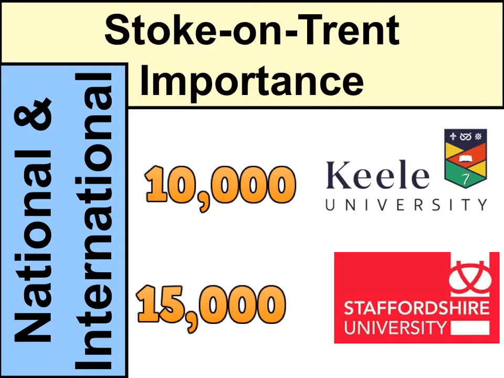Stoke-on-Trent is important at a national and an international scale. So nationally, a lot of students in the UK come to Keele University. There's about 10,000 students in Keele University, and about 15,000 students go to Staffordshire University to study. So that's important in the UK. Internationally, huge numbers of international students also come to the city to study, because education is one of those products that the UK has got that's got international renown, and people want to come to the UK to be educated in our universities.